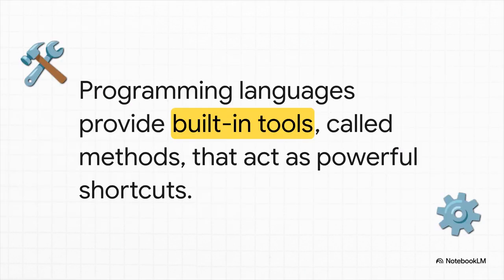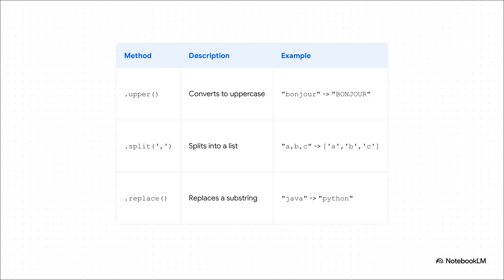And here's the best part. You don't have to write code to do all this from scratch every single time. Modern languages have these built-in tools called methods, and they're basically shortcuts for all the common things you'd want to do with a string. Seriously, these methods are like having superpowers for text.